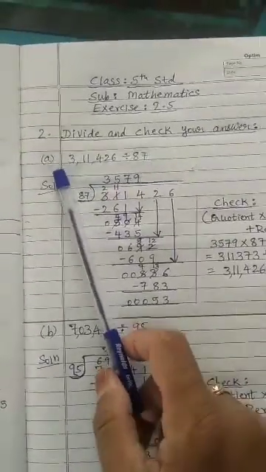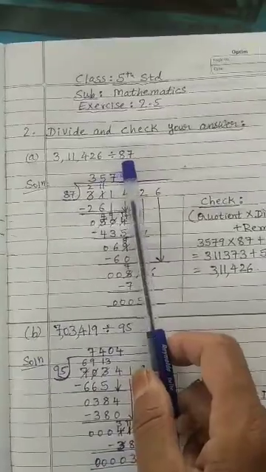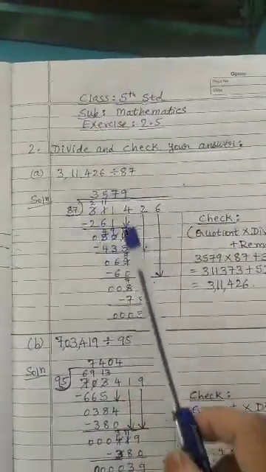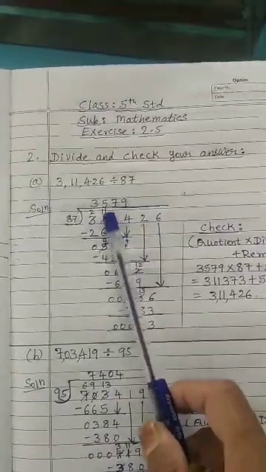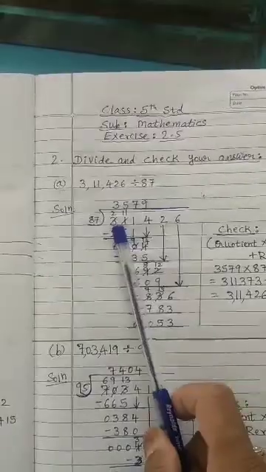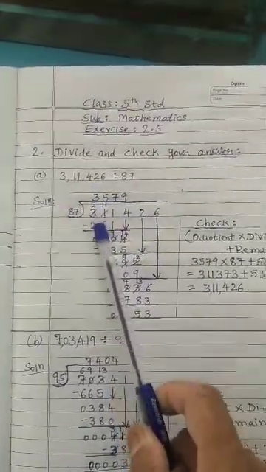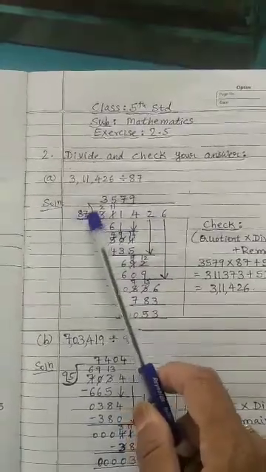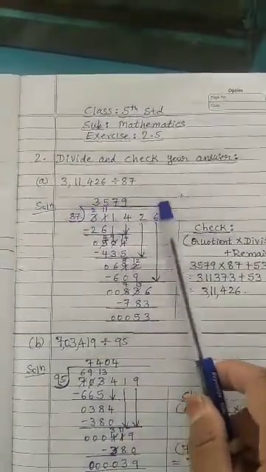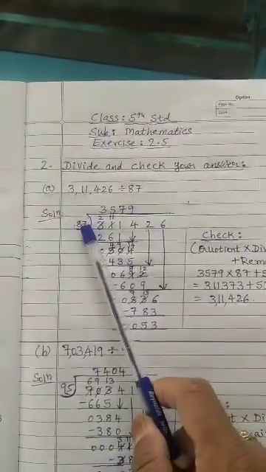So the question is given: 3,11,426 divided by 87. This is already explained in the first question. Again we'll see how to divide this. Write the given number 3,11,426 here. This is the division sign symbol. Divided by which number? You have to divide by 87. That 87 you have to write here.